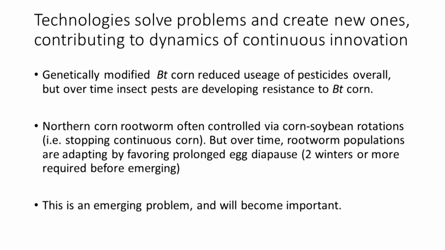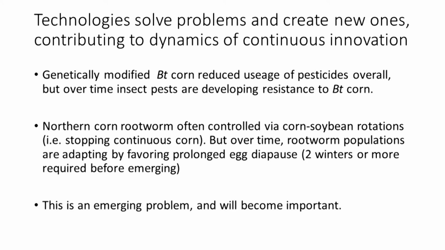But over time, some rootworm populations are adapting by favoring a prolonged egg diapause. In other words, when the adult rootworm lays eggs, that egg doesn't just overwinter for one winter, it'll overwinter for 2 or more winters before that larva hatches. And so if you're in a corn and soybean rotation, corn, then soybean, then back to corn, this kind of adaptation is bad news. In any case, the point here is that we have these technologies, Bt corn or crop rotation, which is kind of a technology, and these solve problems, but they also introduce problems.